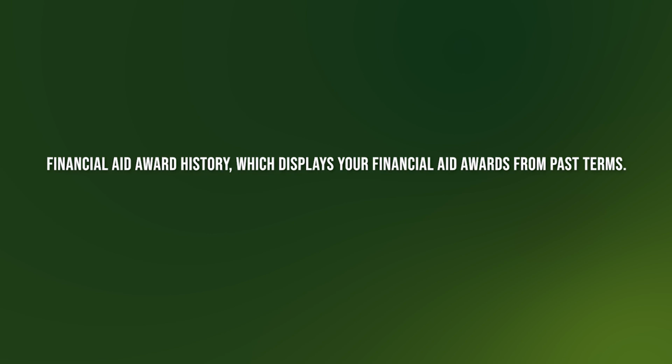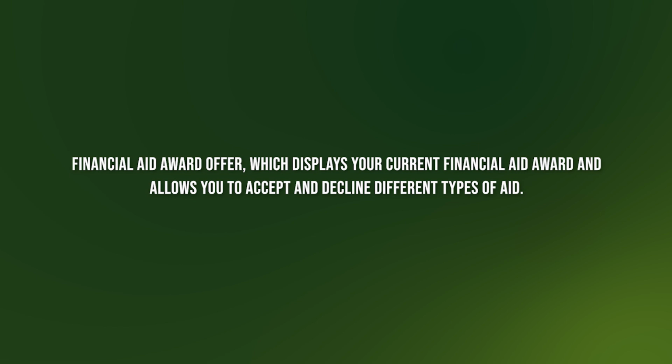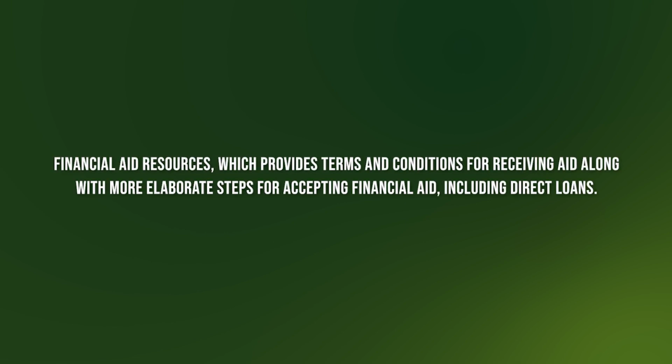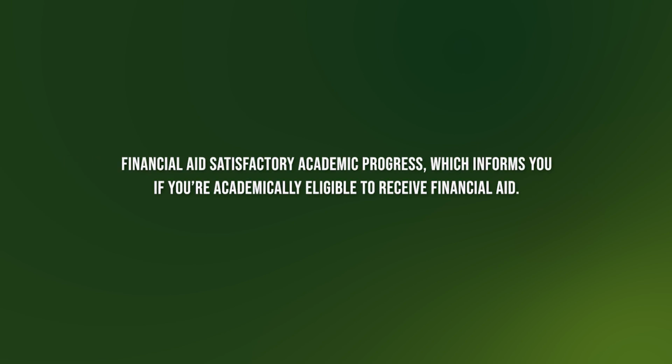Financial aid award history, which displays your financial aid awards from past terms. Financial aid award offer, which displays your current financial aid award and allows you to accept and decline different types of aid. Financial aid notifications, which displays any notices from the Office of Financial Aid that you need to act on. Financial aid resources, which provides terms and conditions for receiving aid, along with more elaborate steps for accepting financial aid, including direct loans. Financial aid satisfactory academic progress, which informs you if you're academically eligible to receive financial aid.